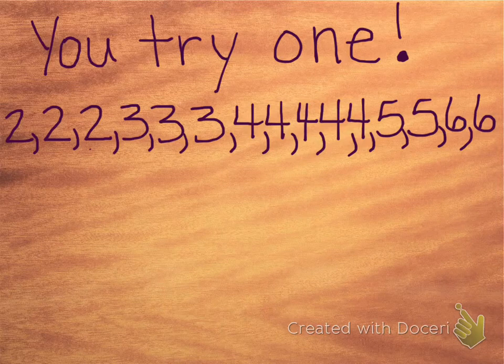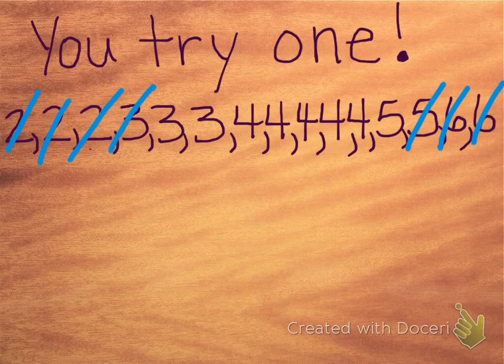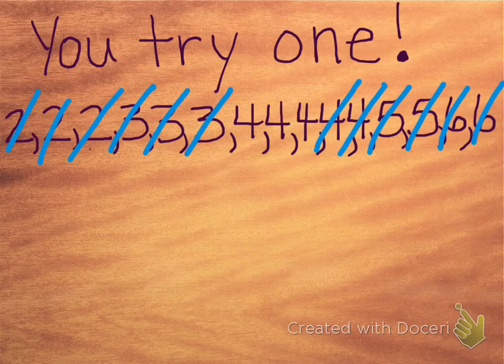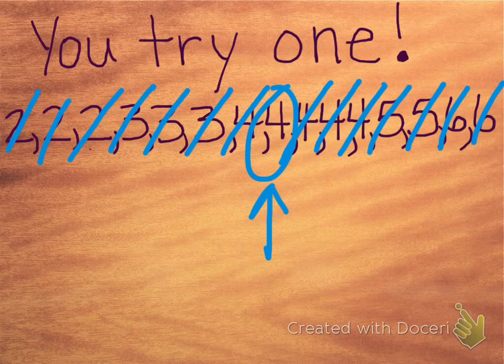So here's how you would do it. I'd cross these out like so and keep going. And then we end up with 4 as our median. Okay? Did you get the same answer? Good job.